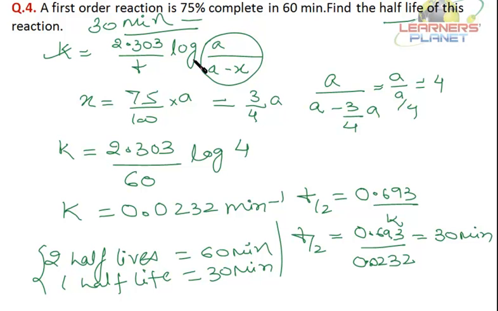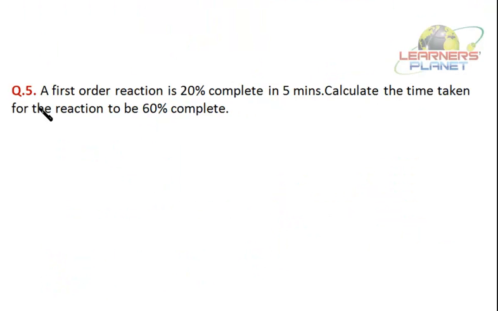Now let's take up our next question. Our question is, a first order reaction is 20% complete in 5 minutes. Calculate the time taken for the reaction to be 60% complete. Now in this case you can't do anything. You have to take that elaborate one only. Now just write what all are the things we are provided with. It is the time, that is equal to how much? It's 5 minutes.